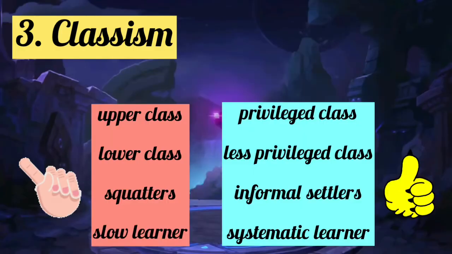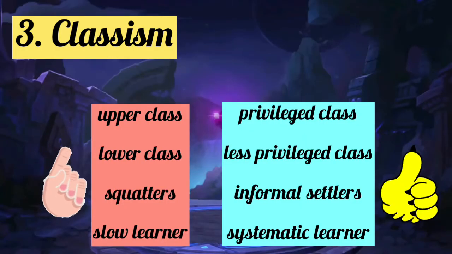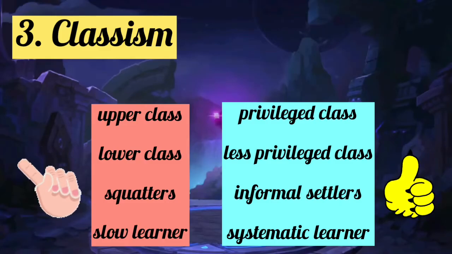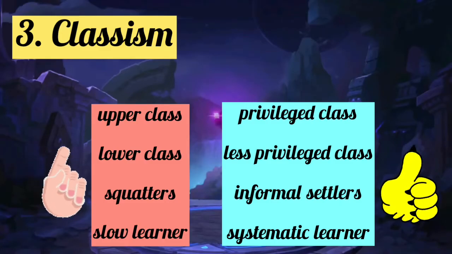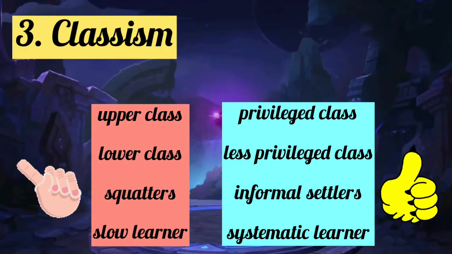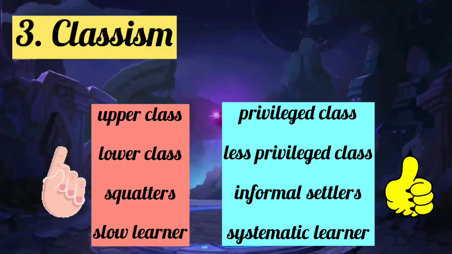A more sensitive vocabulary uses terms that more precisely portray the actual circumstances of people within a class structure. Instead of using the word "upper class," why not change it into "privileged class"? Instead of "lower class," why not "less privileged class"? Instead of "squatters," why not use "informal settlers"? Or instead of "slow learner," why not change it into "systematic learner"?